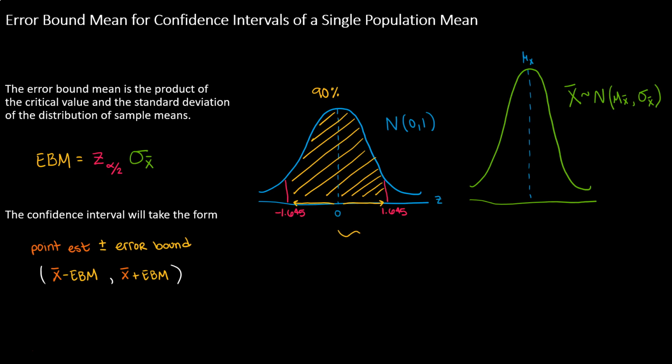We use that distance to calculate our error-bound mean by multiplying that critical value times the standard deviation that we have from our sample means distribution. That allows us to see how far we travel along the horizontal axis on our sample means distribution. So every time we take a sample and calculate a point estimate, we know how far above and below we should go to make our confidence interval with a confidence level of 90%.